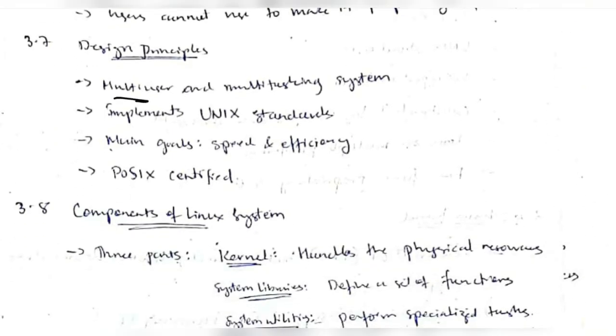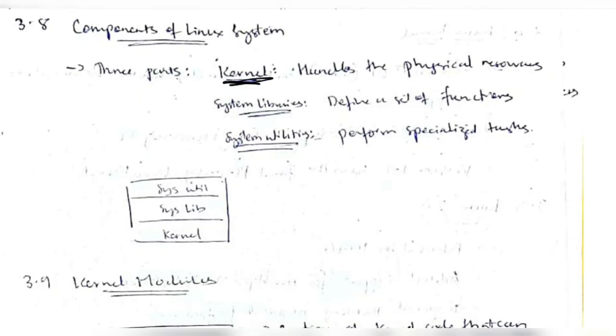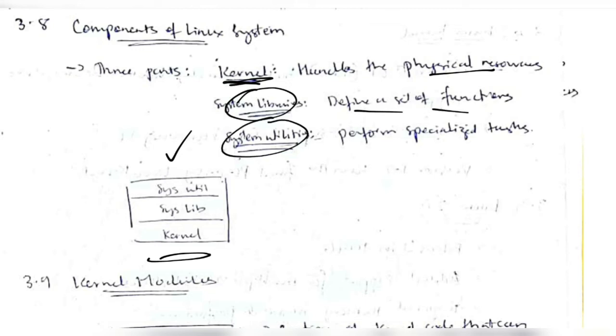Then design principles. Linux is a multi-user and multitasking system. It implements the Unix standards, and the main goals are speed and efficiency. It's POSIX certified. The components of the Linux system are the kernel, which handles the physical resources close to the hardware, and the system libraries, which define a set of functions. By using those and the system utilities, it's able to perform the tasks it is expected to. System utilities means the tools which perform specialized tasks, like debugging or executing.